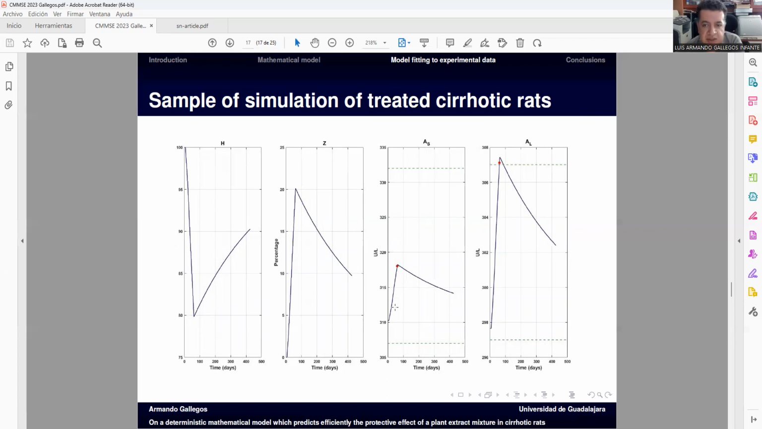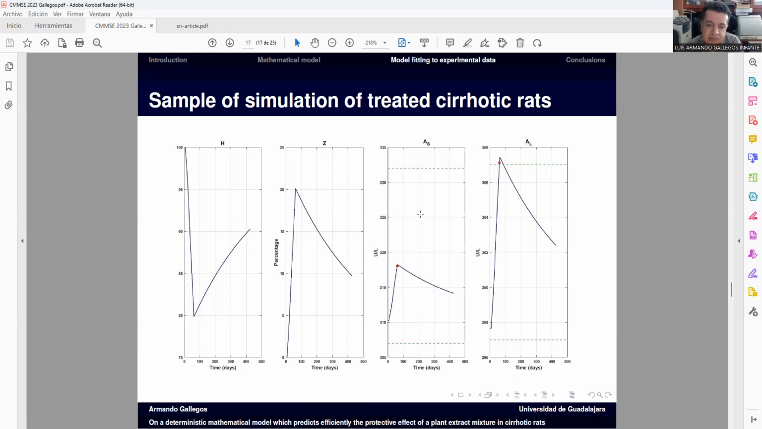For this simulation, here we can see the cirrhotic rat, but treated with the extract. So we start with 100% healthy hepatocytes, and note that the decrease is only until 80%, and the damaged hepatocytes start at 0 and increase only until 20%. Note that protein levels remain within the normal levels.